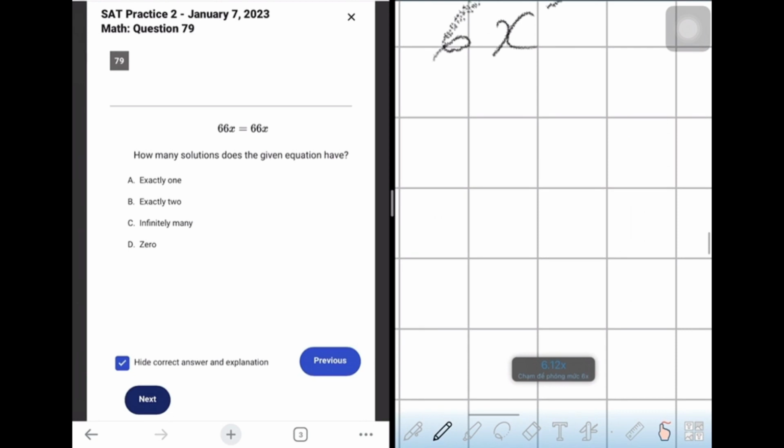So this is very familiar for you, right? When we have x equal x, it must be infinite solutions. So when you replace any value, the equation is also true. So the same for this question, my answer is C, infinitely many.